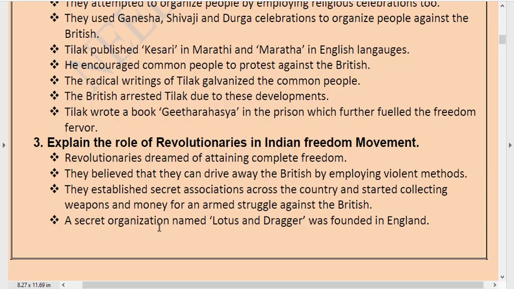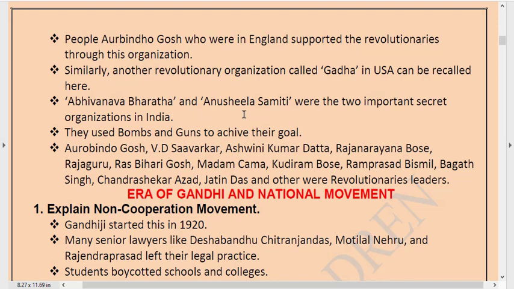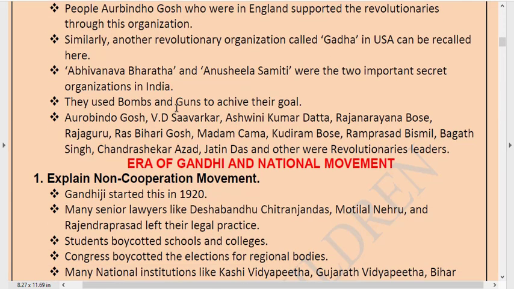A secret organization named Lotus and Dagger was founded in England. People like Aurobindo Ghosh, who were in England, supported the revolutionaries through this organization. Similarly, another revolutionary organization called Ghadar in the USA can be recalled here. Abhinava Bharata and Anushila Samiti were the 2 important secret organizations in India. They used bombs and guns to achieve their goal.